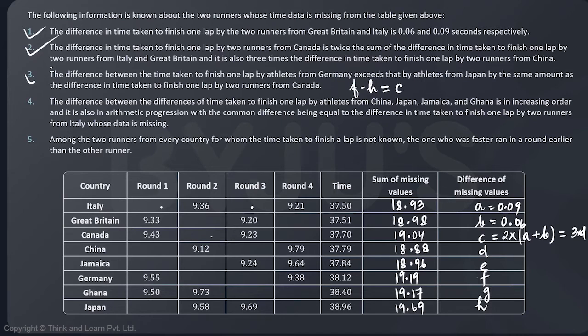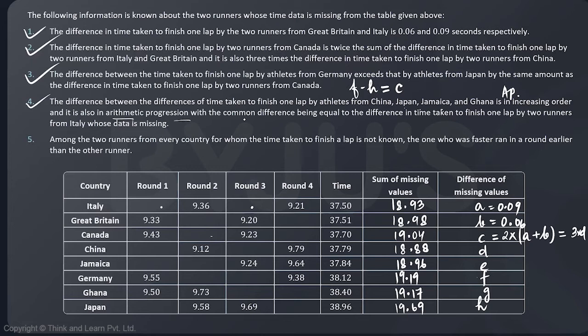So this is what we can infer from the third statement. From the fourth one, the difference between the differences of time taken to finish one lap by athletes from China, Japan, Jamaica, and Ghana is in increasing order. That means they are in an AP. The differences of the differences, see, differences are already D, F, G, H, A, B, C, D, right? So if their consecutive differences are constant, it will form an AP, right?